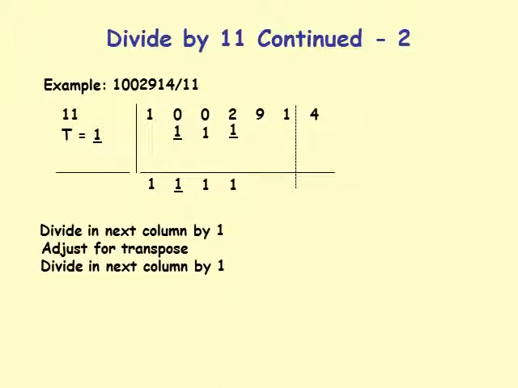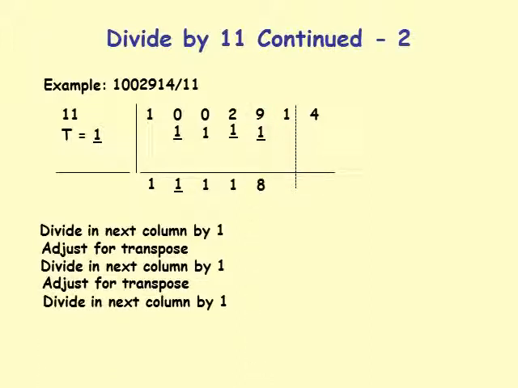Now we have to do an adjustment. Adjust for the transpose. 1 is the quotient and the transpose is negative 1. 1 times negative 1 is minus 1. So that's my adjustment here. Now we divide the next column. 9 minus 1 is 8. So we get 8 as the quotient digit here. 8 times minus 1 is the adjustment, that's minus 8, for the next column here.